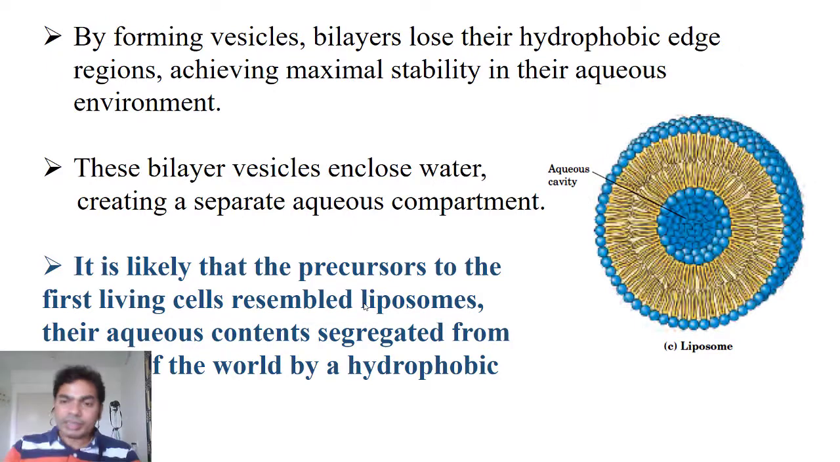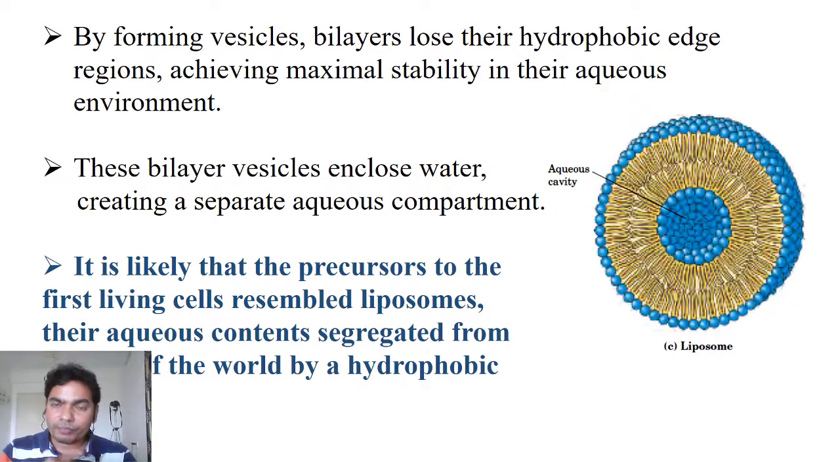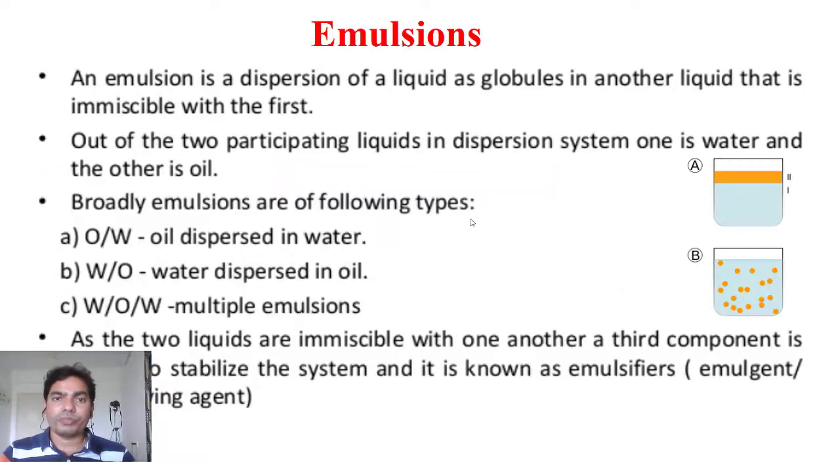Right, so after understanding the micelle and the liposome, now we understand the emulsion. Emulsion means an emulsion of water and oil. So when you add water and oil, you now understand the structure of these two molecules, and now you can easily understand the emulsion, right? So what is the emulsion? An emulsion is a dispersion of a liquid as globules in another liquid.